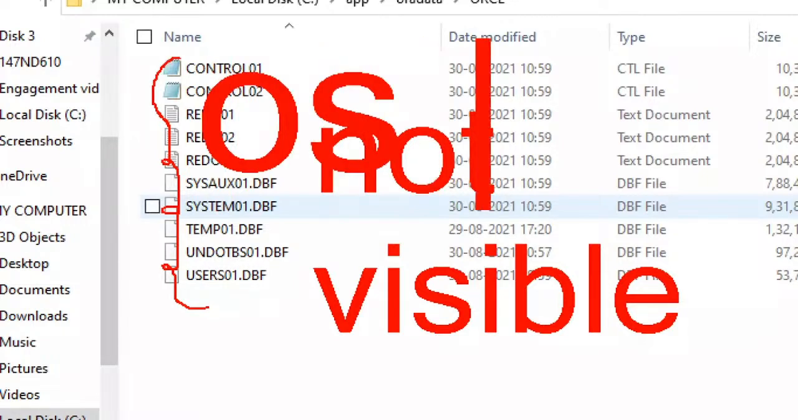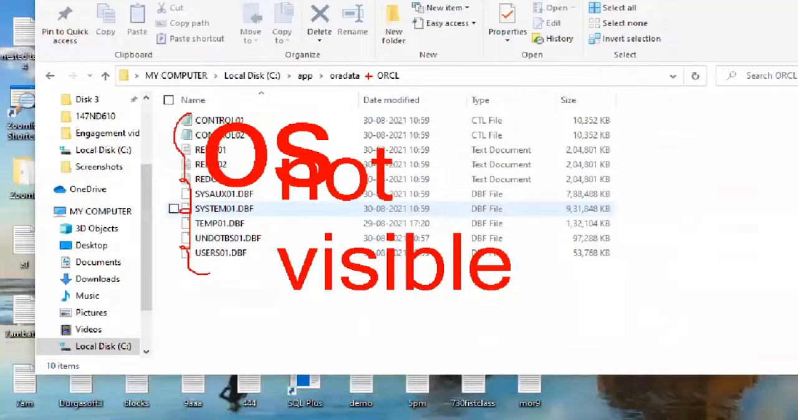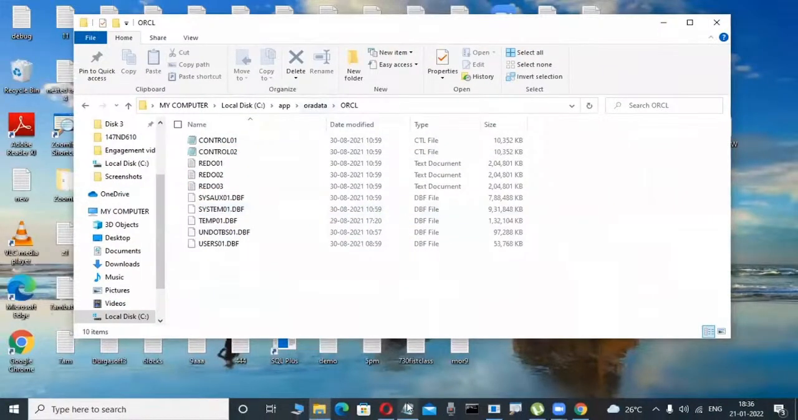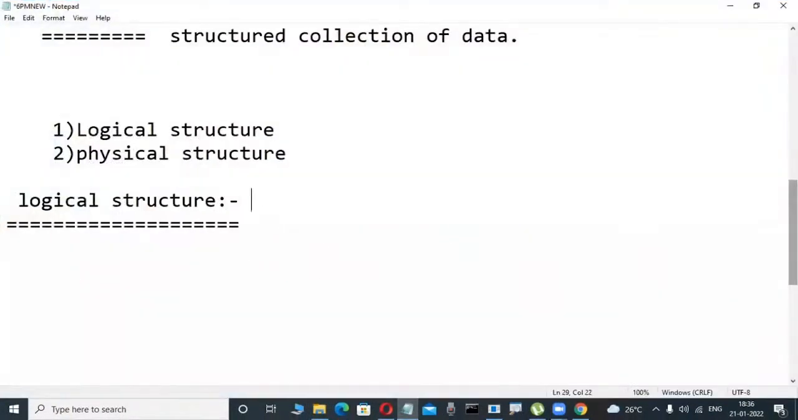Very, very important. Tables are not visible in the C drive, D drive like that. Views are not visible in the C drive, D drive, E drive. Indexes, functions, procedures are not visible. They are visible in a database, I agree, but unfortunately they are not visible in the operating system. Now what is a logical structure? Don't write it down, a structure, meaning database structure, don't worry.